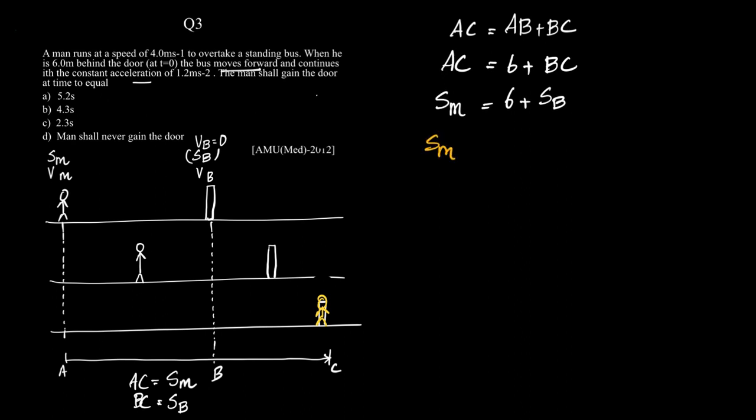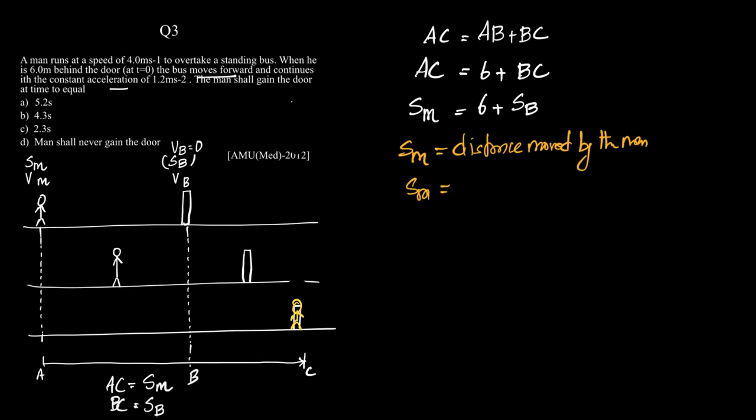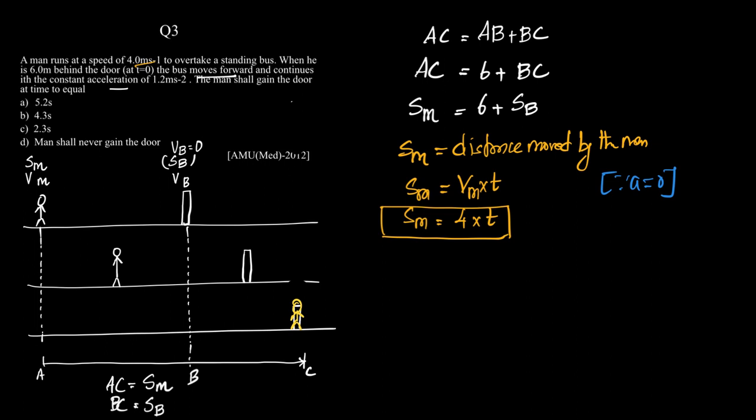SM means the distance moved by the man. So what is SM equal to? SM is equal to velocity of man into t. Why? Because the acceleration of the man is said to be 0. In which case, what do we get? SM is equal to, what is the velocity of the man? It is given as 4 meters per second. So we have 4 into, we don't know the time, so that is t. Let the time be t.